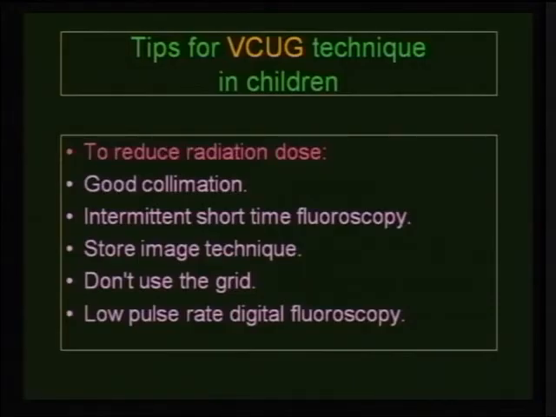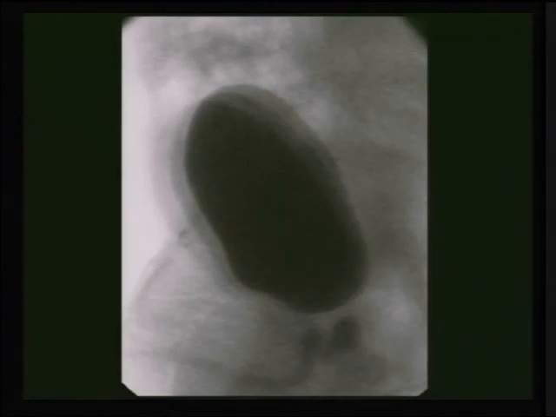So in order to do a low-radiation, good VCUG, do good collimation, don't do continuous fluoroscopy, and you can store the images rather than expose the child to the radiation. You can use the grid and low-pulse digital fluoroscopy, like 3 per second. This is when you use 3 per second digital fluoroscopy and you store the image. The images are not very beautiful, but you can have some information.